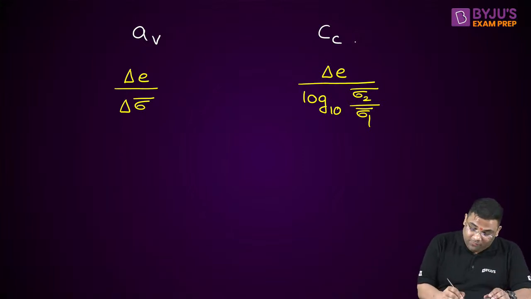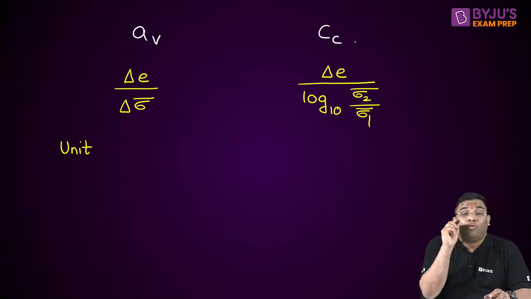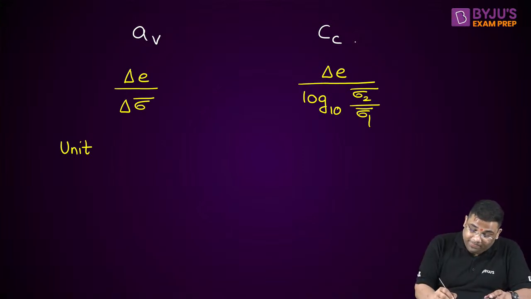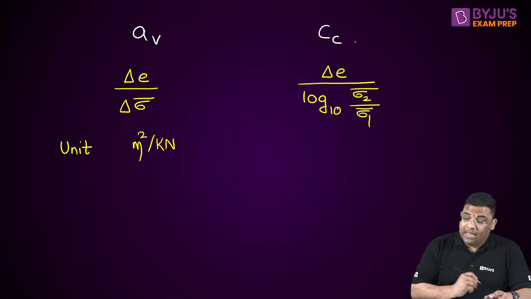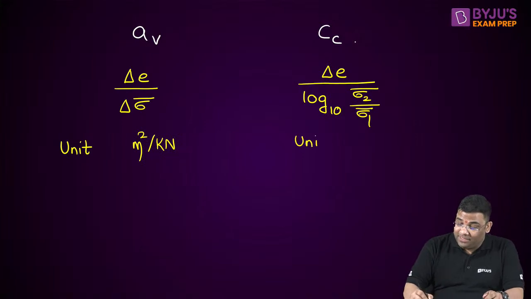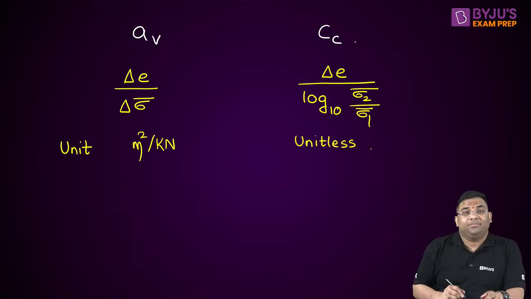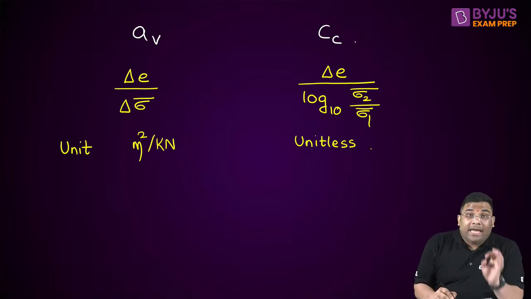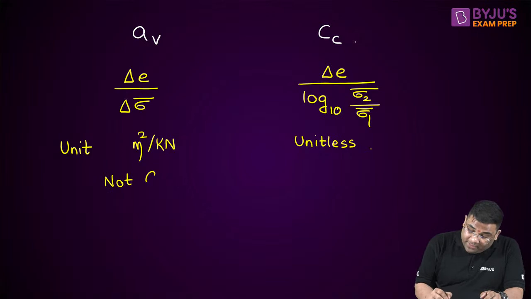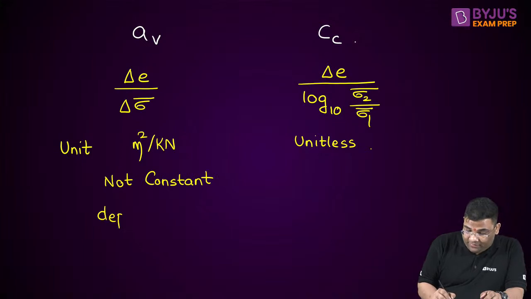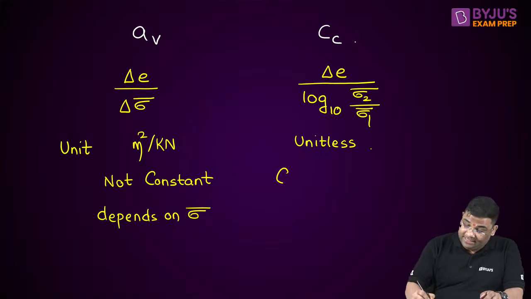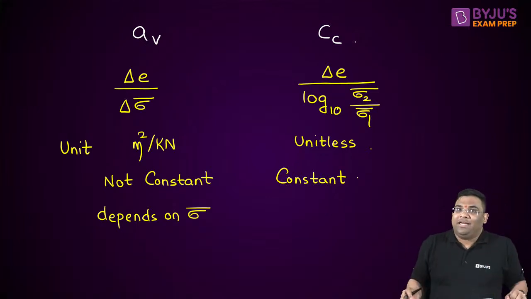Then the units. What is the unit of your coefficient of compressibility? It is meter square per kilonewton. Whereas for CC it is unitless. Very important point. Unitless. Then AV is not constant for a particular type of soil. It depends on effective stress. Whereas CC is a constant value. All these types of things can be asked in the examination, right?